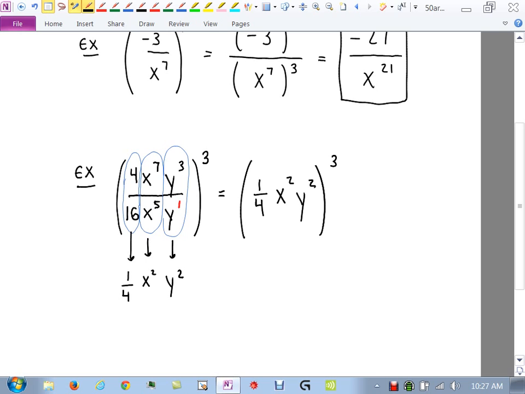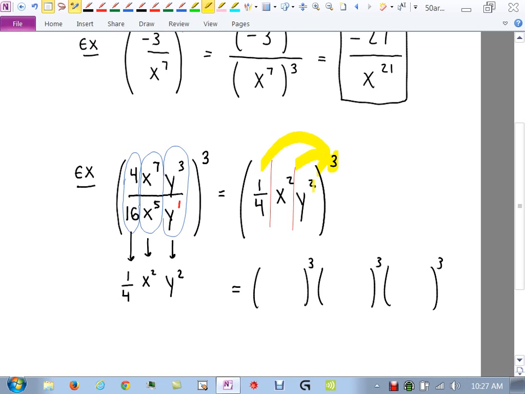Now I'm going to apply that 3 to each one of these. Now how many factors do we have on the inside? How many pieces? We have 3 of them, right? We have 1, 2, there's our third. So that means I'm going to prepare myself here by creating 3 sets of parentheses. Each one of these needs to have what power on them? The 3. Okay, so I'm now applying the 3 to each one of these like that.